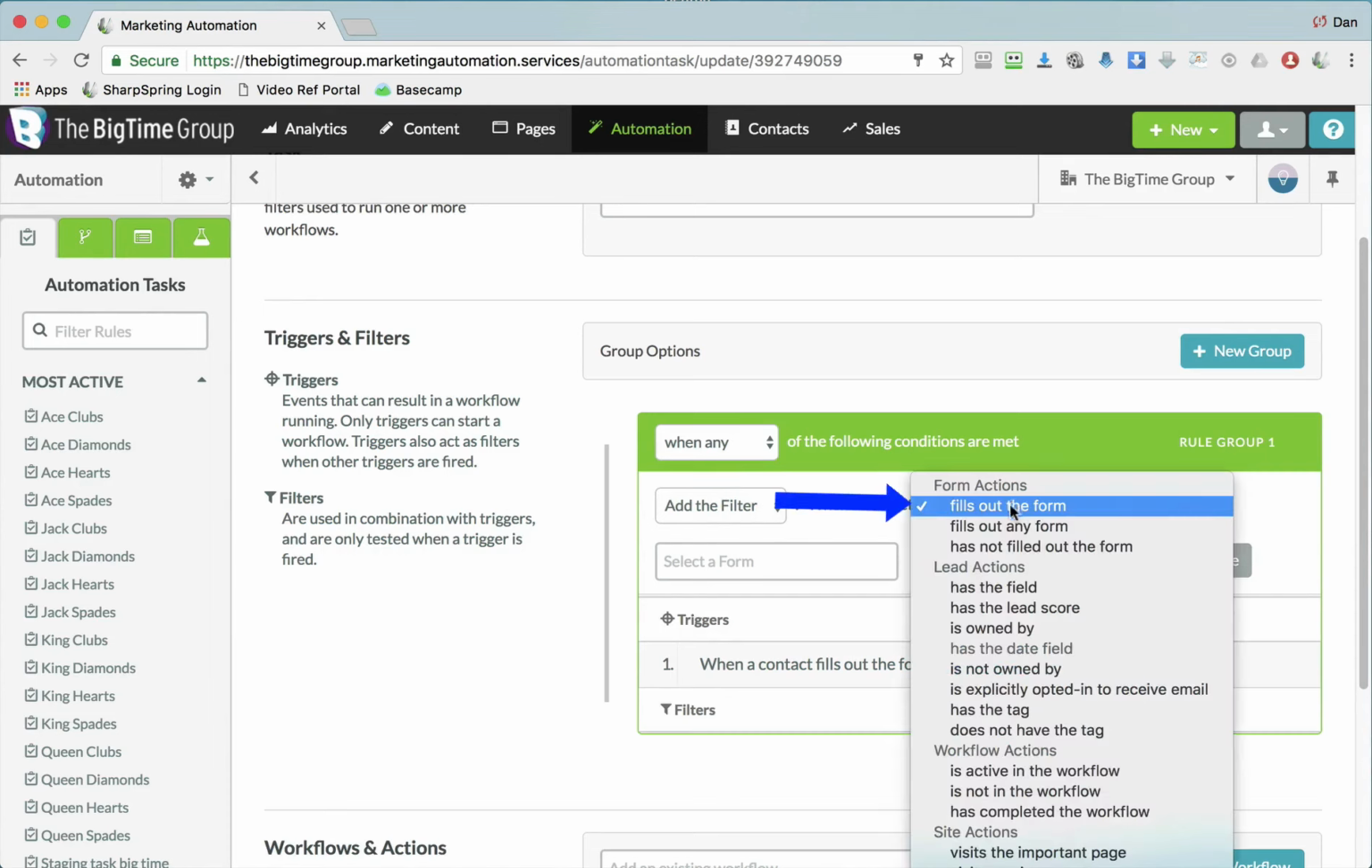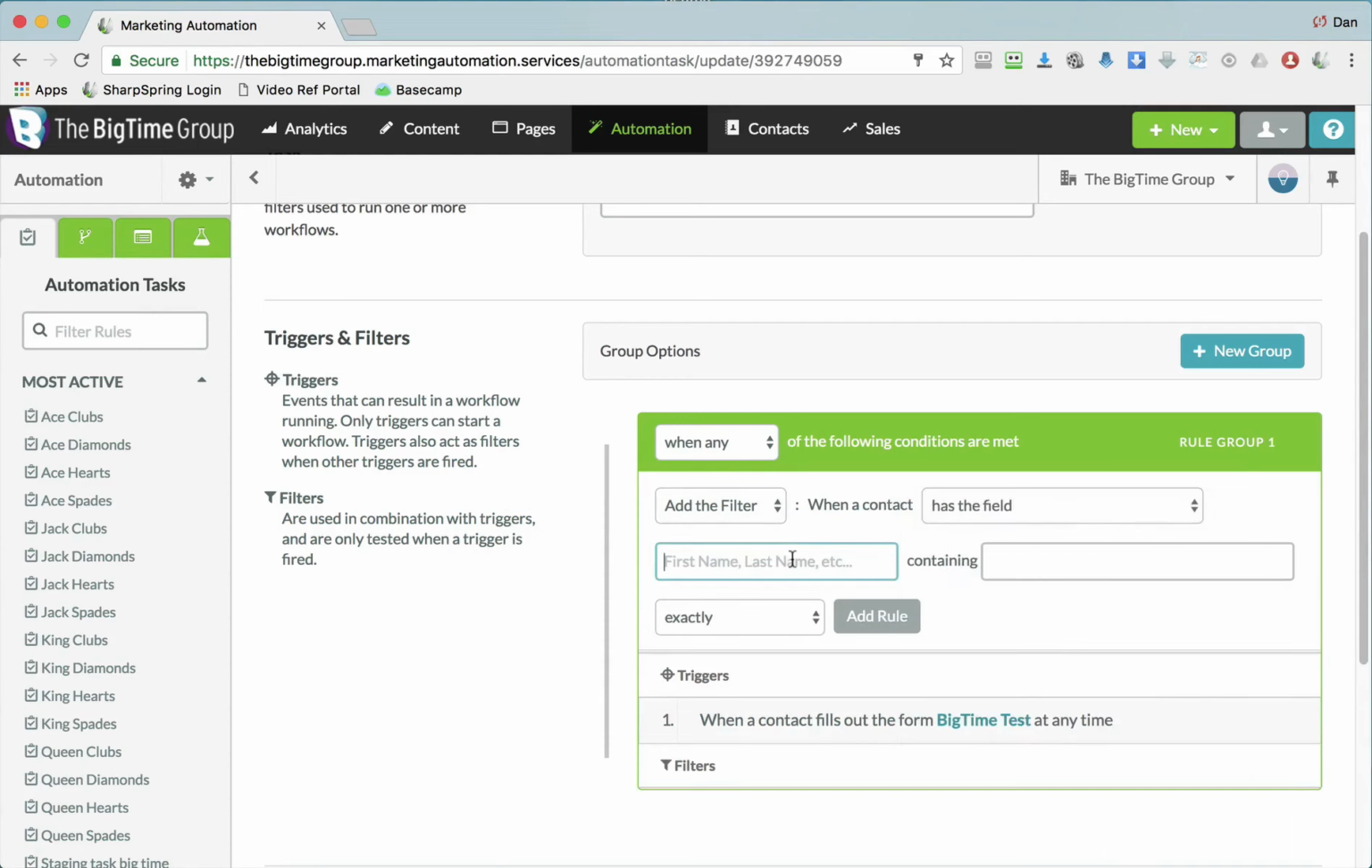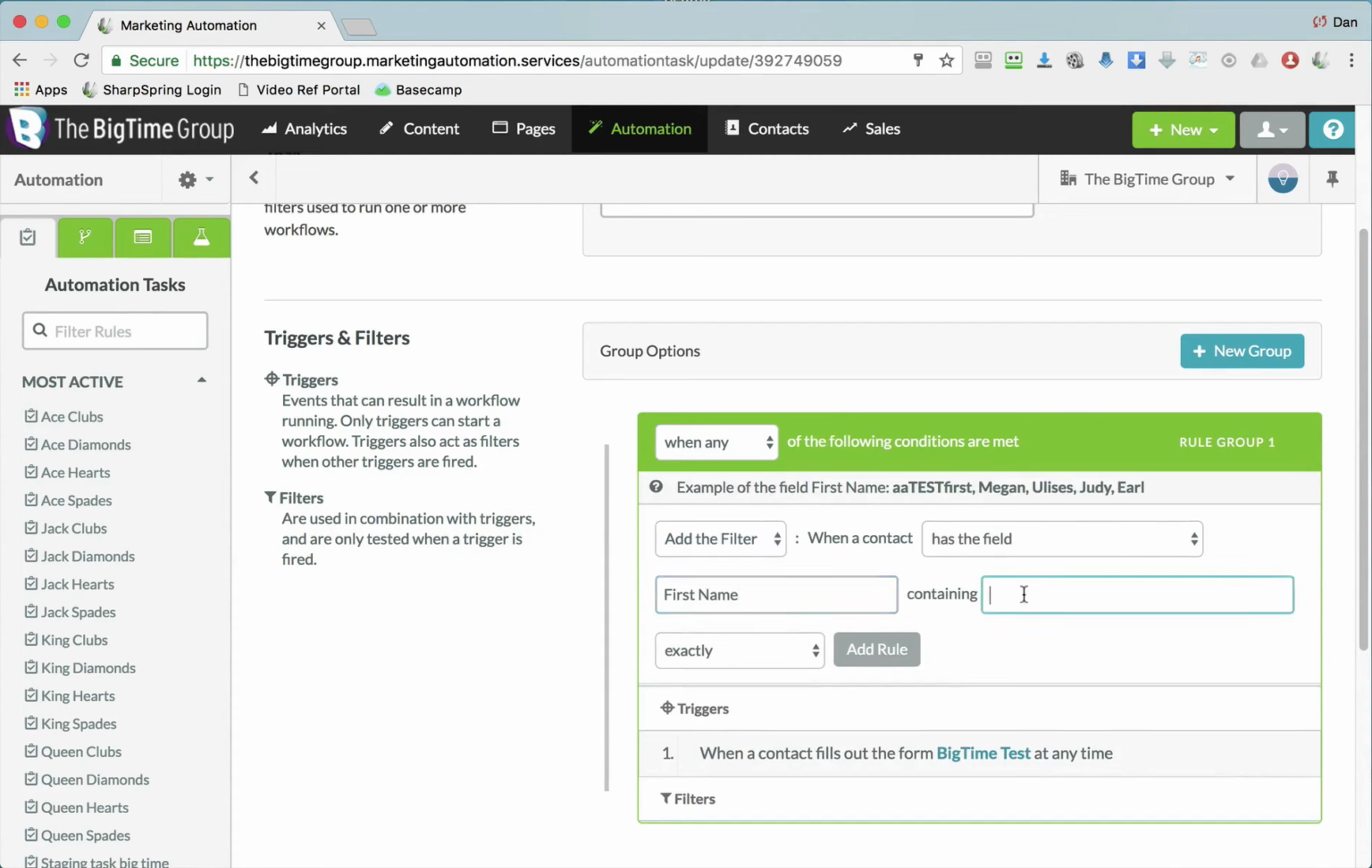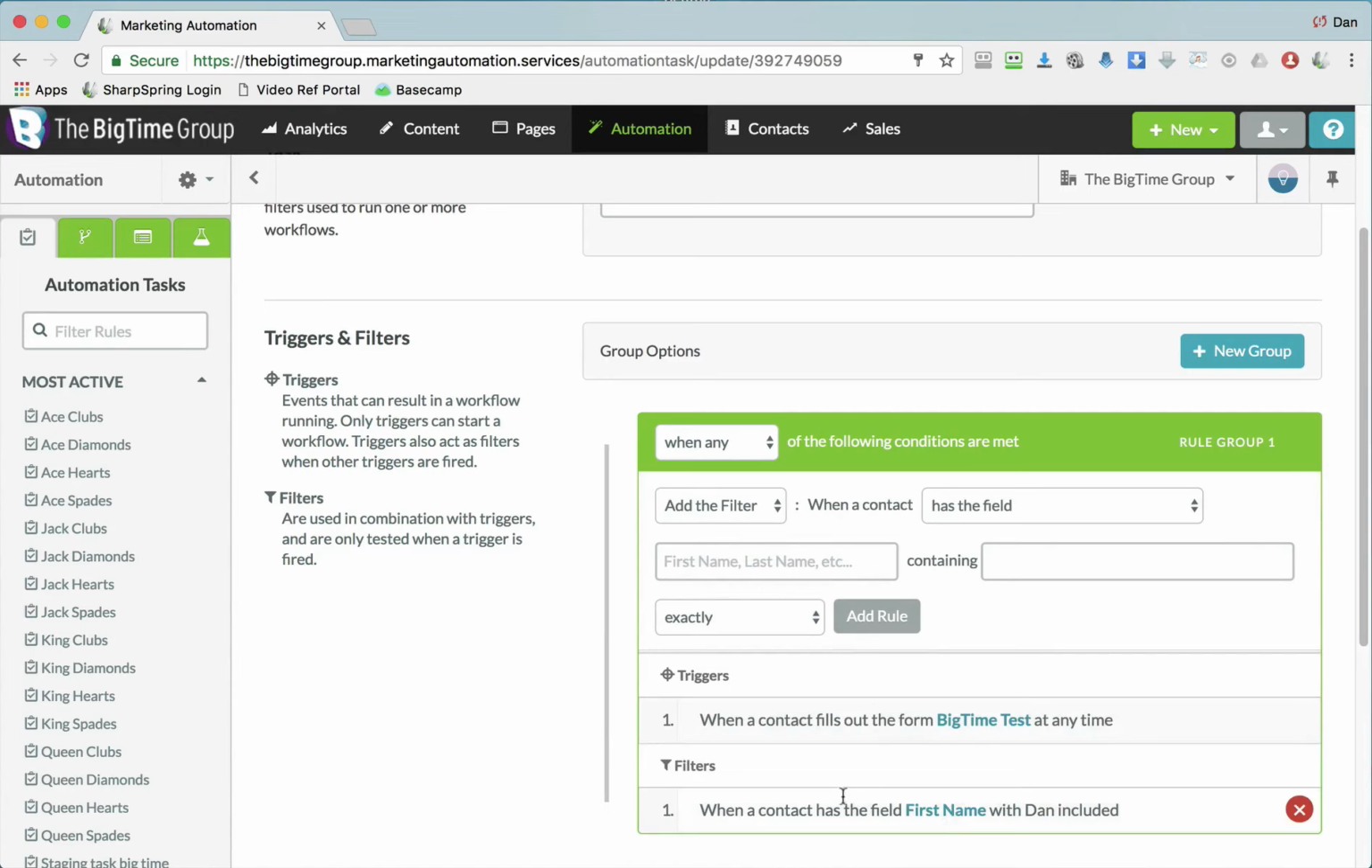And over here, I'm going to select Has the Field, and we'll put first name, containing Dan. I only want to work with people named Dan. But I'm okay with Dan, Daniel, Danny, so I don't want it to be exactly Dan. It can just be including Dan. And I'm going to click Add Rule, which is actually a filter. So now when a contact fills out the form, the Big Time Test, add anytime, and also has the first name Dan, this is now the trigger I want.